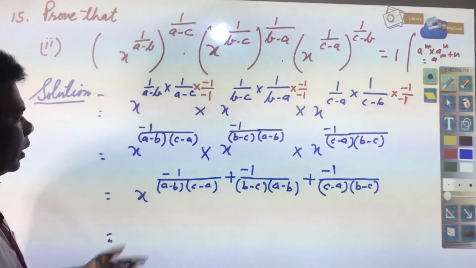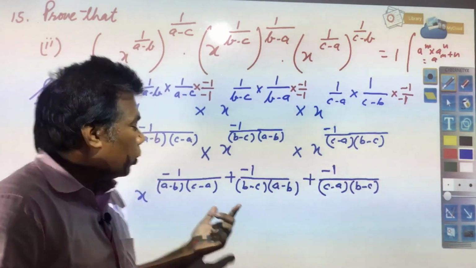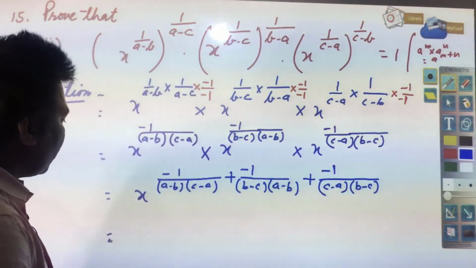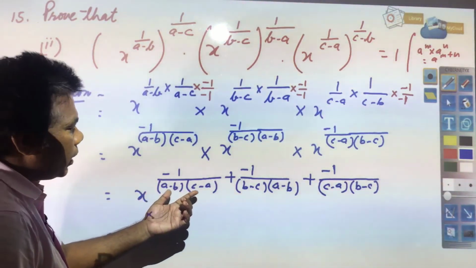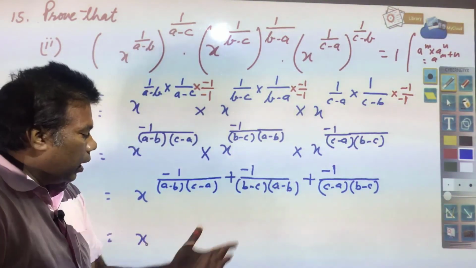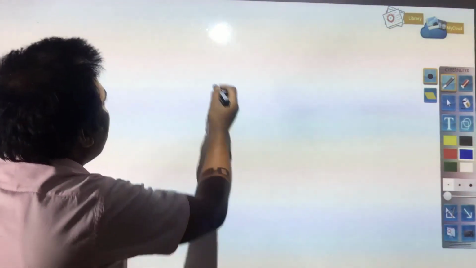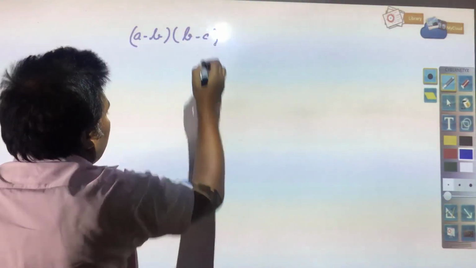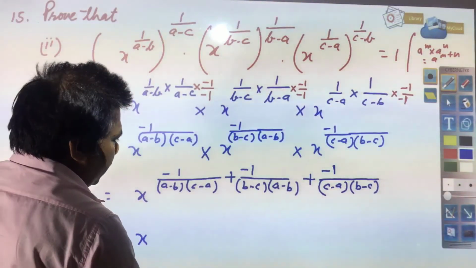Now, what we will do here, you see this is a fraction, you need to add. So, we need to find out the LCM of these terms. What LCM we will get, you see x to the power, here we will get LCM (a minus b) into (b minus c) into (c minus a). You can find it out in rough, or if you want to see, you can see also. Just you see, you have a minus b into b minus c, and then you have b minus c into a minus b.